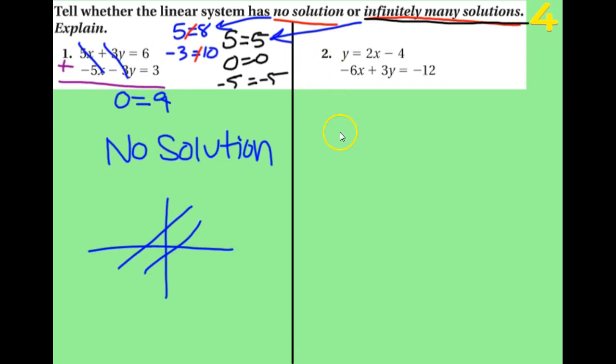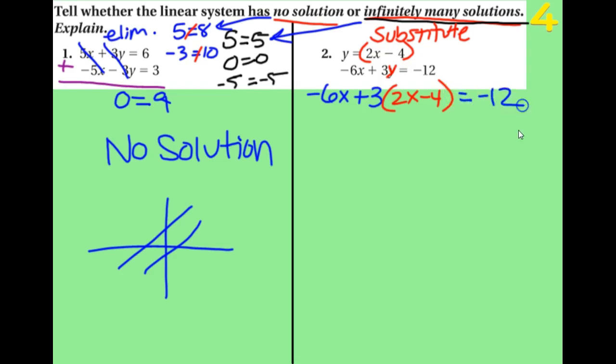Let's try the next one. This one is set up nicely to substitute. Meaning we're going to take whatever y is equal to, and we're going to plug it in the other equation for y. If you wanted to get x and y on the same side and then multiply to use elimination, you could, but it's more work. So I'm going to substitute. I'm going to write this second equation, negative 6x plus 3y, but y is really equal to 2x minus 4, all equal to negative 12.